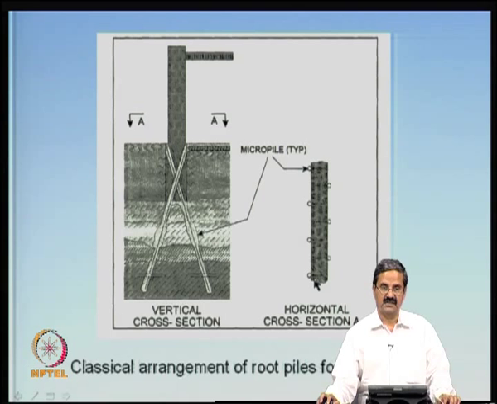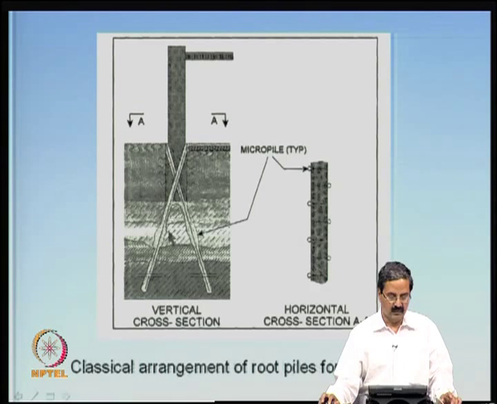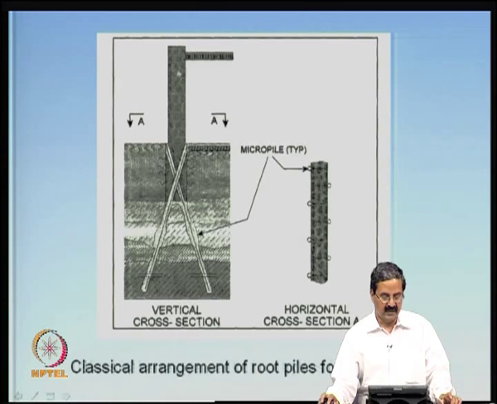One of the first applications, the way it was schematically shown, was that there is a load coming on this material here. In order to increase the bearing capacity of the foundation here, two micropiles were introduced, and the advantage was that if the vertical load is coming in this direction, there is a skin friction that develops between this grout and the soil, and it acts in the opposite direction.